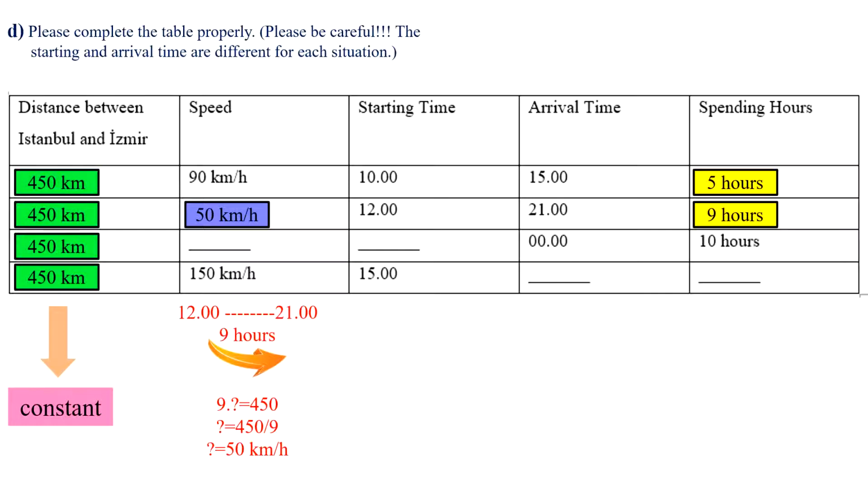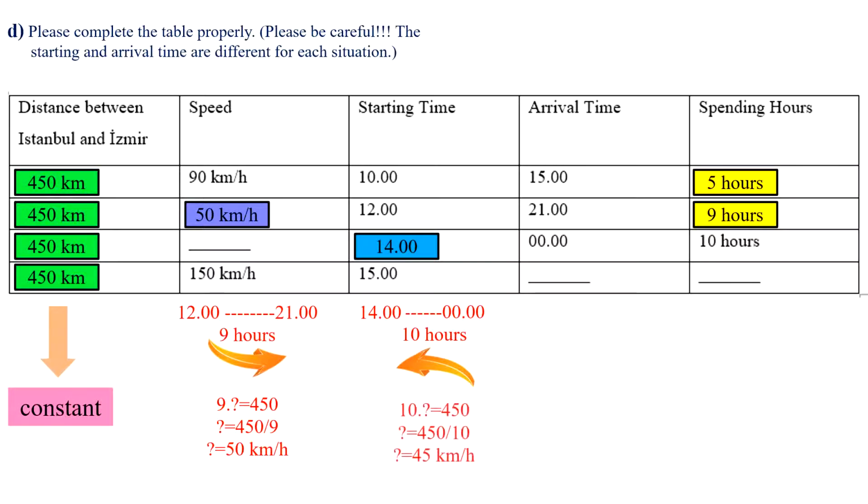For the third line, we know the time spent, which is 10 hours, and the arrival time of Esra. If we go back 10 hours from midnight, we will find the starting time, which is 2 p.m. Also, we don't know the speed again. Like in the previous line, we should divide 450 by 10 to find the speed. In this way, we will get 45, which is the speed for this situation. Let's look at the last one.